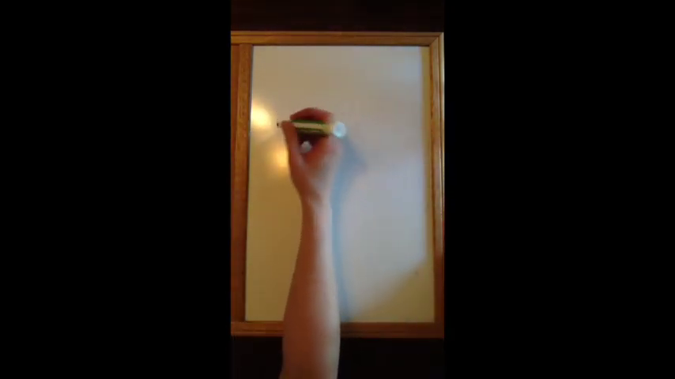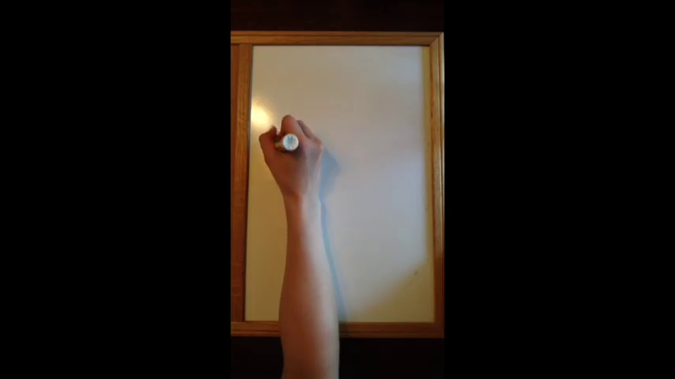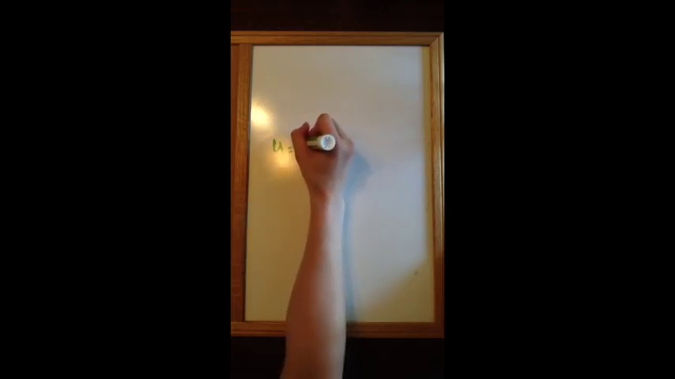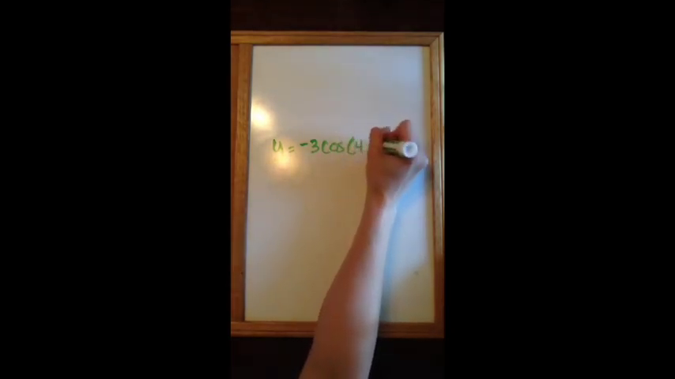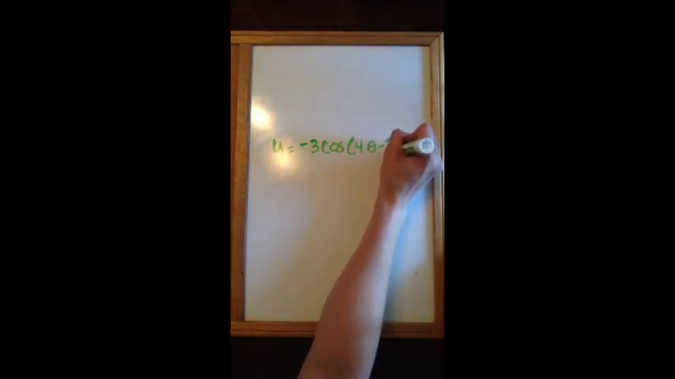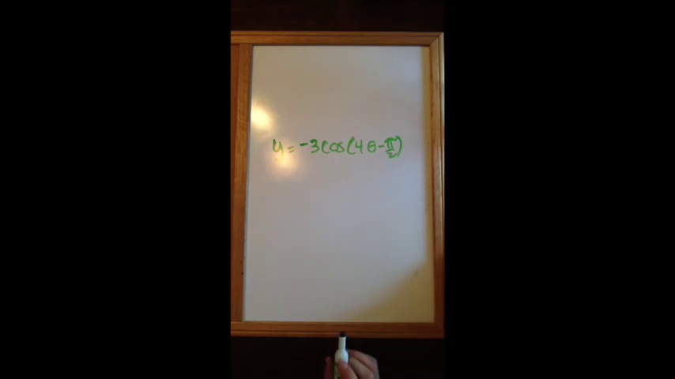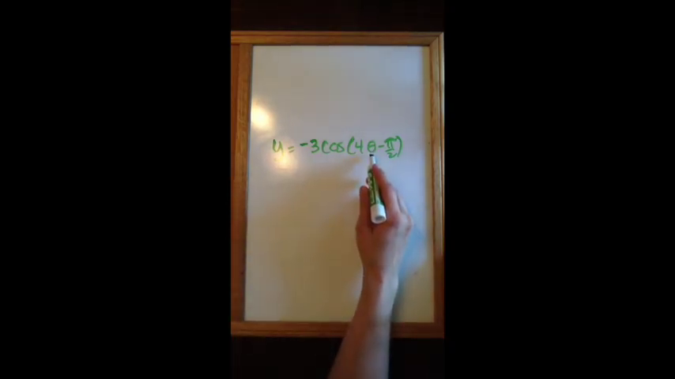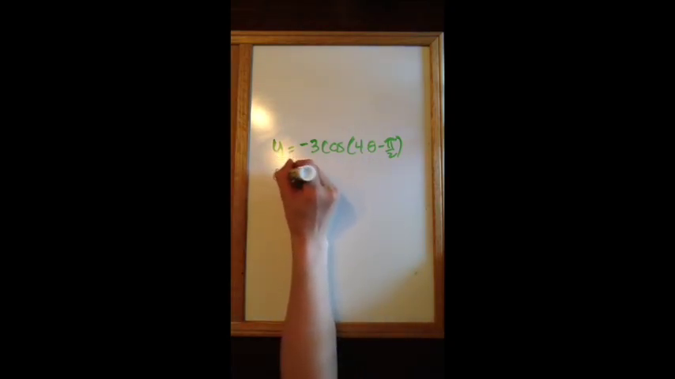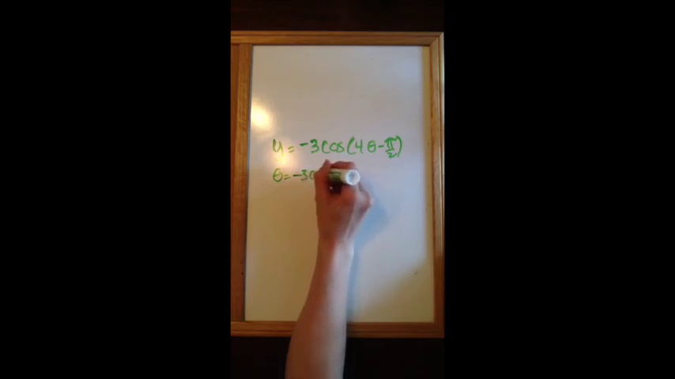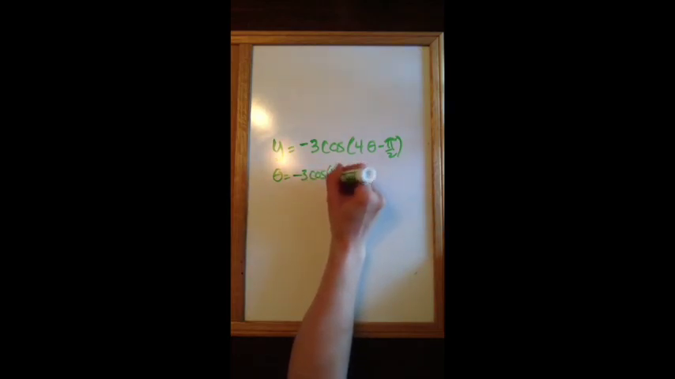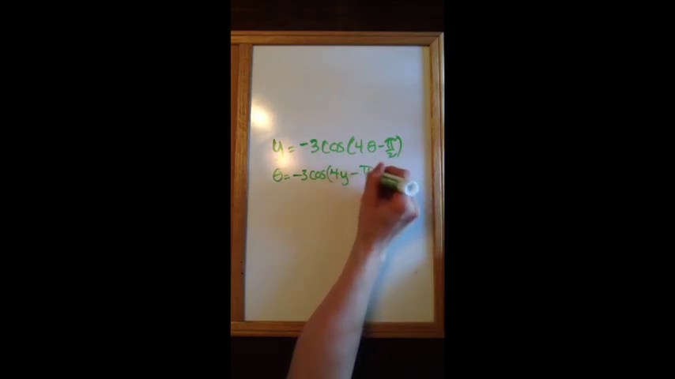Let's have y equals -3 cosine of 4 theta minus pi halves, like that. So I'm going to switch x and y. In this case, x is theta, so I'm going to have theta equals. This time we had a y, so I'm going to have just -3 cosine of 4y minus pi halves.